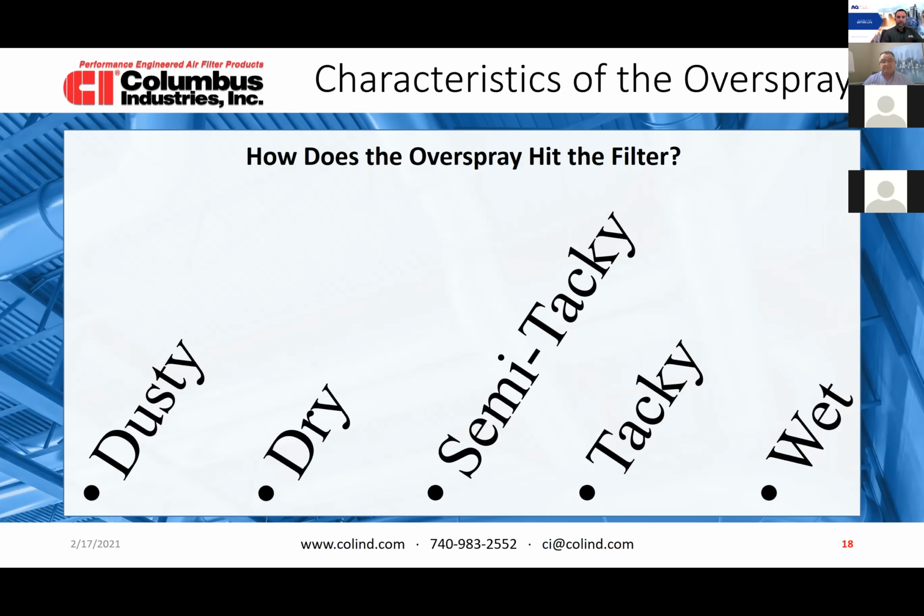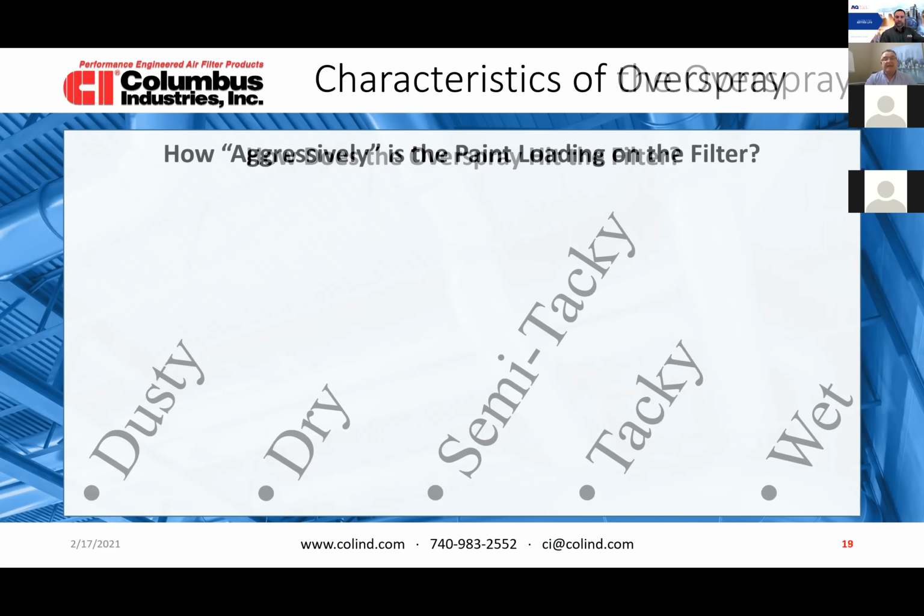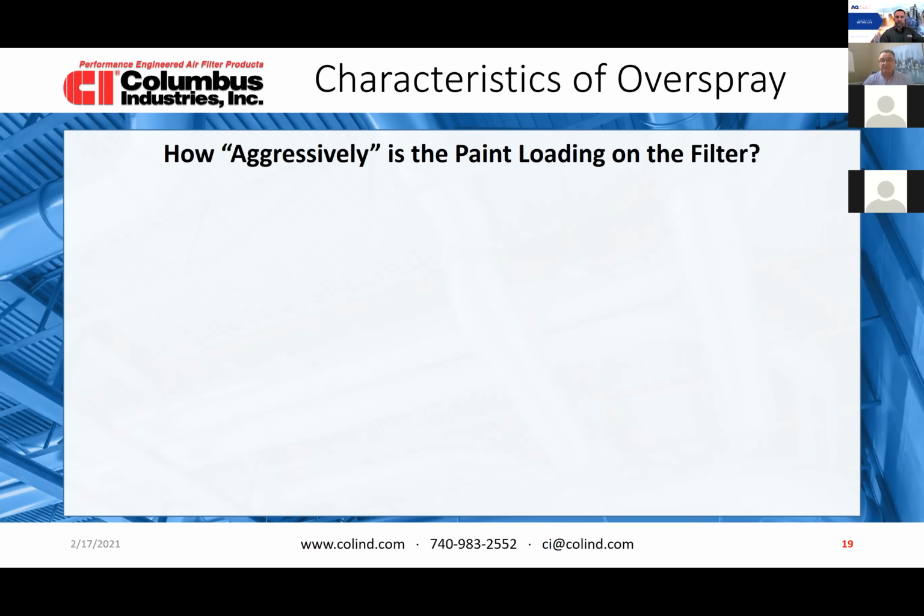So we talked about the paint, we talked about the airflow, we talked about the speed, the velocity. We talked about the amount of solids. Now we're talking about the physical nature of the paint overspray itself. It could be dry, wet, whatever, but there's also a degree of aggressiveness. How aggressively does the paint or the overspray hit?